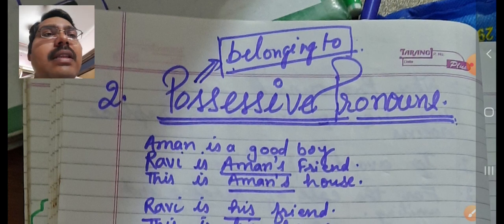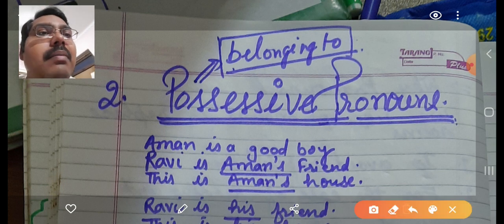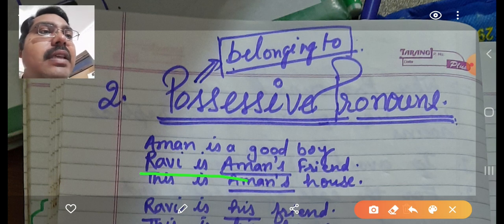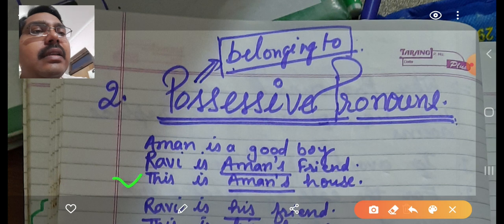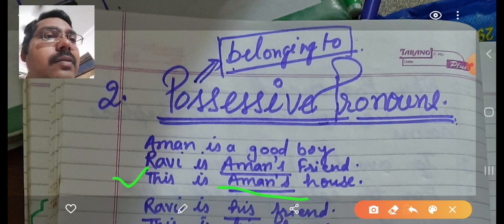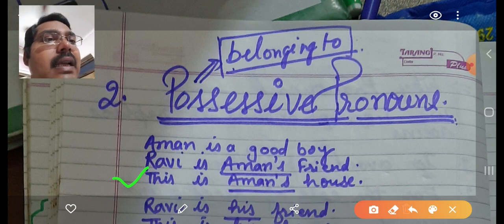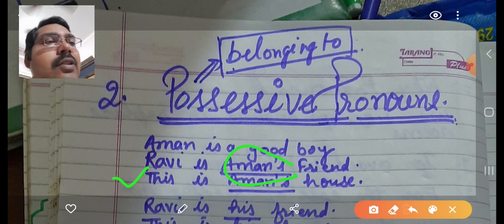For example, you can see some sentences given here. Aman is a good boy. The next sentence: Ravi is Aman's friend. And in the next sentence: this is Aman's house. Aman's house means Aman is the owner of the house. Aman possesses this house. With nouns, we add apostrophe s and make possessives like Aman's.